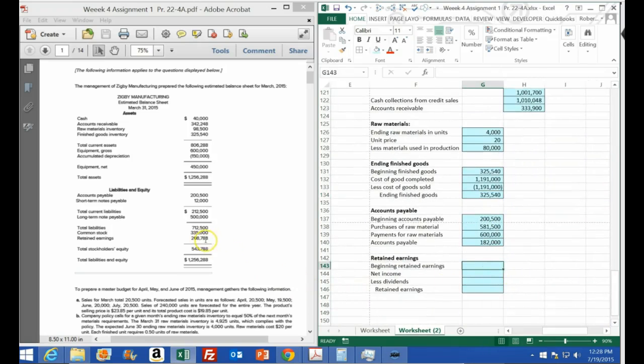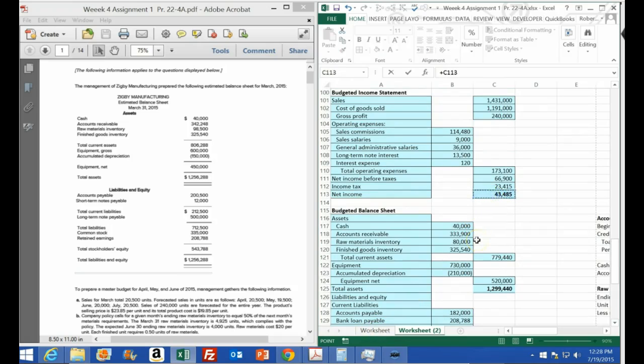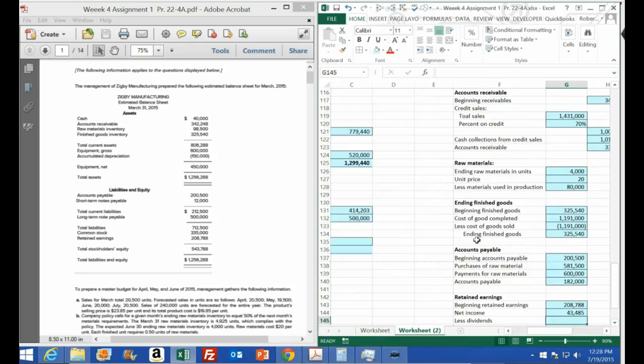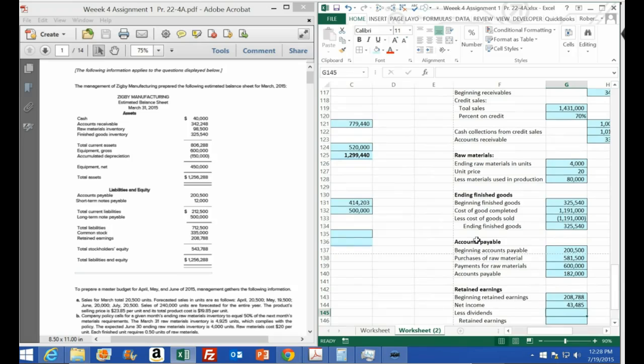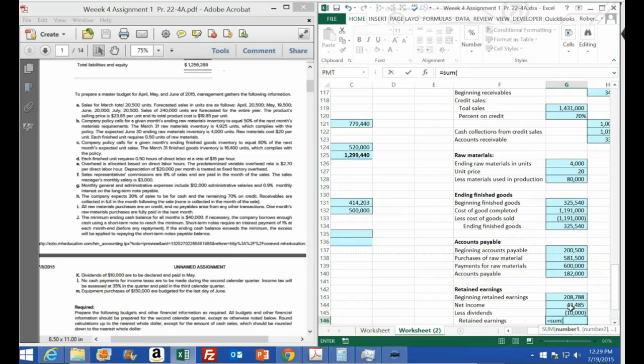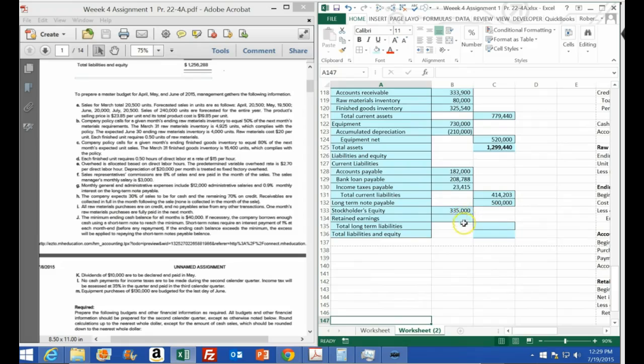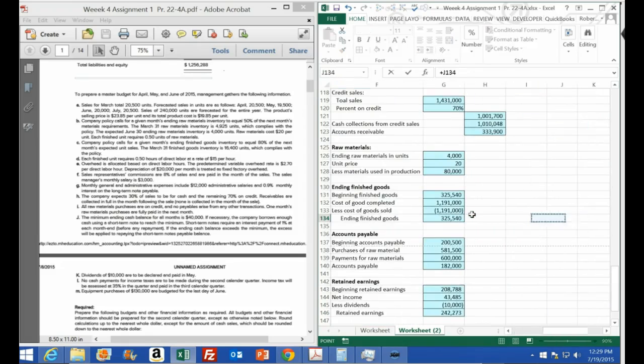And then the retained earnings is we'll do a quick calculation on the retained earnings. We're going to start with beginning retained earnings, which is 208,788. Then we're going to add to it net income. Net income coming from the income statement of 43,485. And then we're going to subtract from it dividends, 10,000. That we see it in this item down here saying we have dividends of 10,000. Therefore, retained earnings at the end will be this 242.